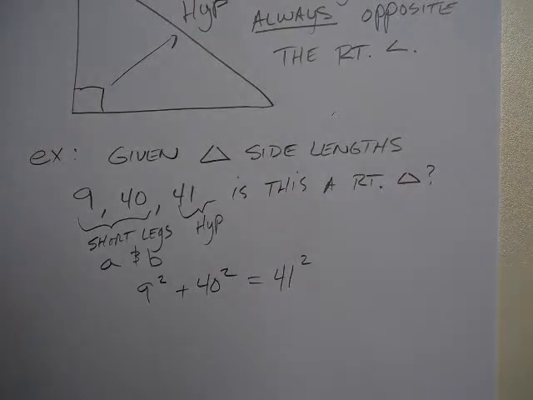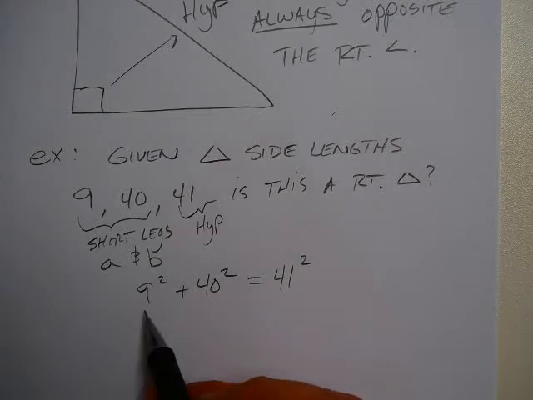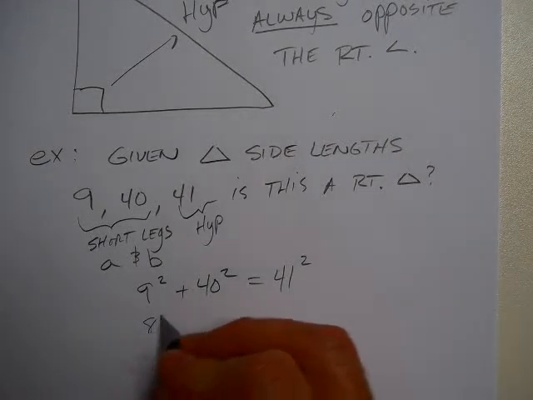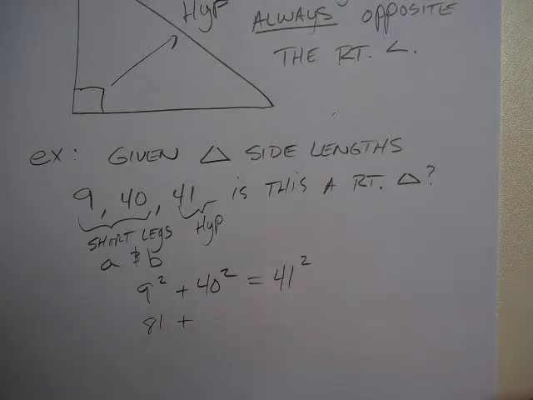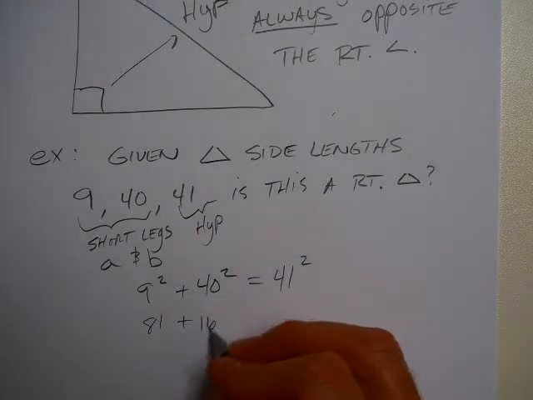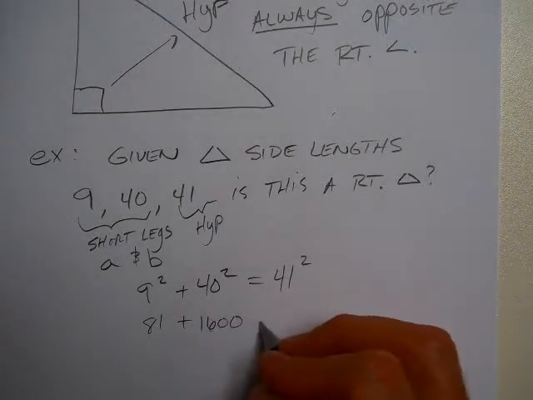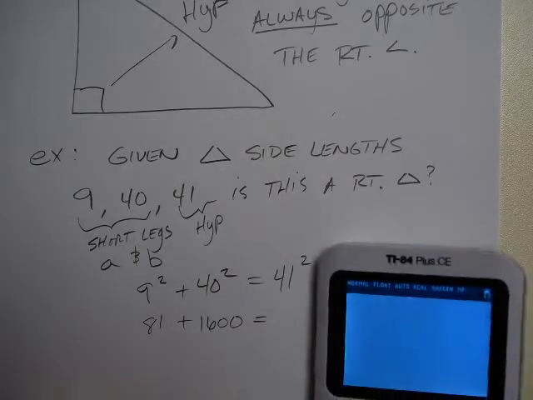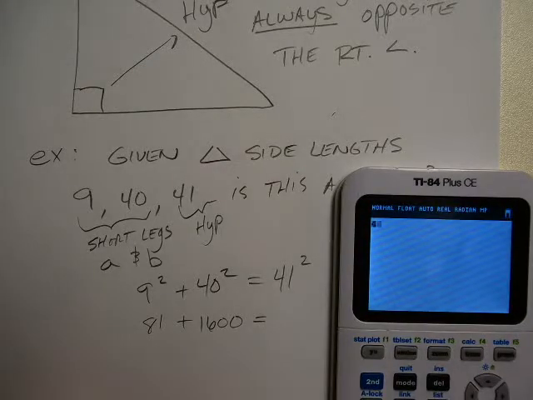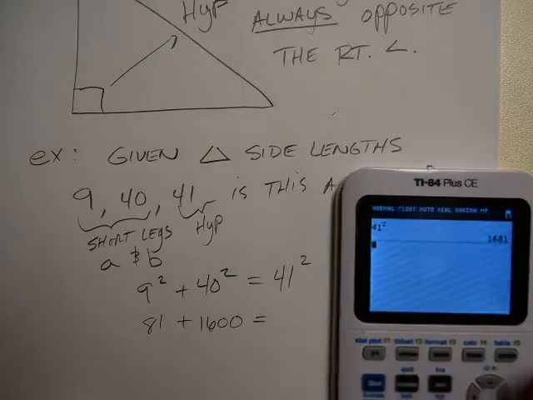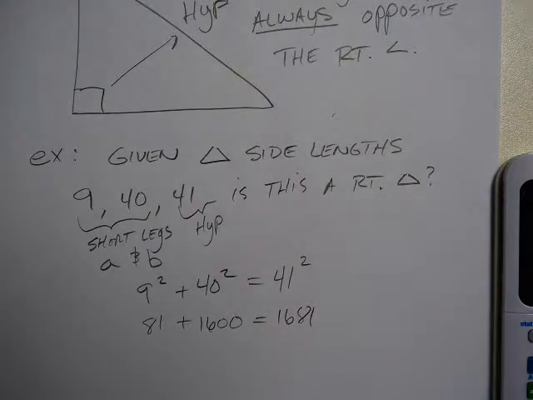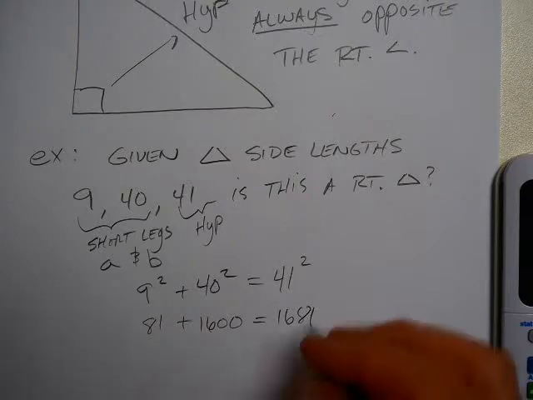Now, it might be kind of handy to have a calculator for this, but I bet some of them we can do. 9 squared? How much is 9 squared? 81, right? So this is 81. How about 40 squared? 1600, right? 4 times 4 is 16, plus a couple of zeros. Now, 41 squared, I don't know. I'm going to give that a look. That is 1681. And 1600 plus 81 is 1681, so it's true.